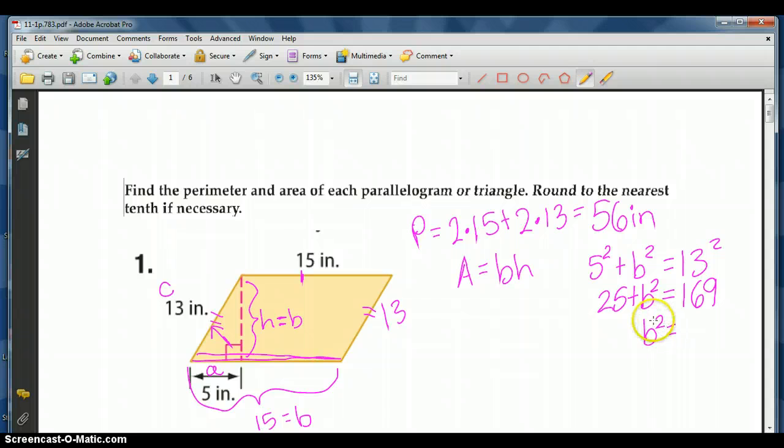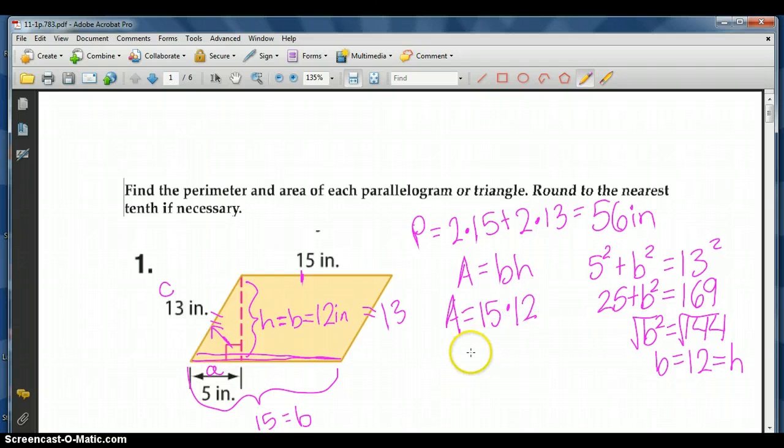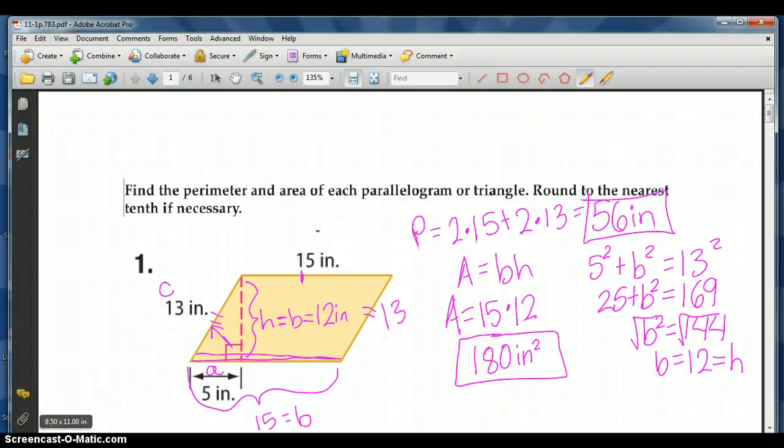So if we subtract 25, we would get 144. And if we take the square root of that, we get 12. So that is our height, 12 inches. And we're ready to substitute in. So our area is our base times our height, or 15 times 12, which is 180 square inches. So that's our area and our perimeter.